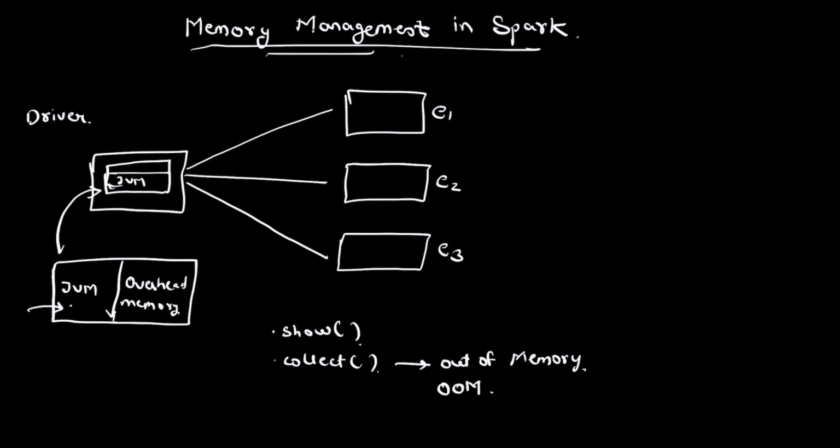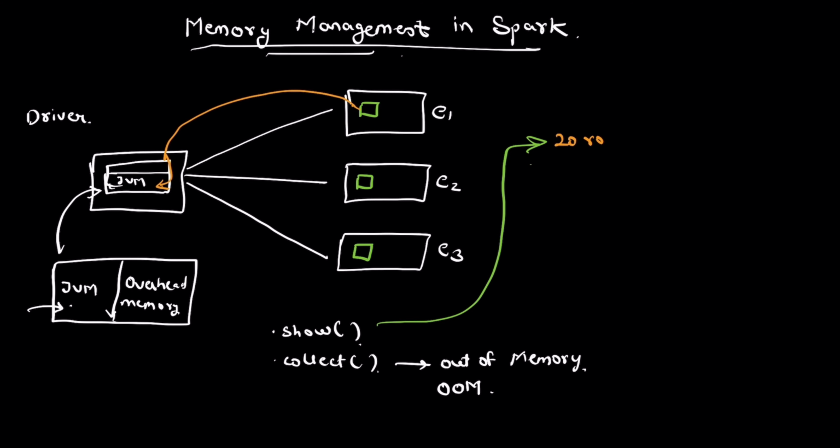Let's say our data is spread across these executors. Now, when we do dot show, what really happens is Spark will be taking randomly any of the partition from the executors and bring it into the memory of the driver. And it will show us the top 20 rows from that partition. And if you recollect, when we were doing dot show, we were getting 20 rows.